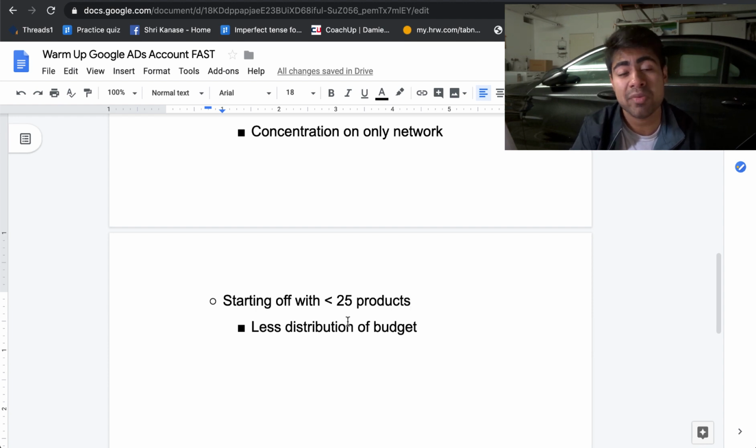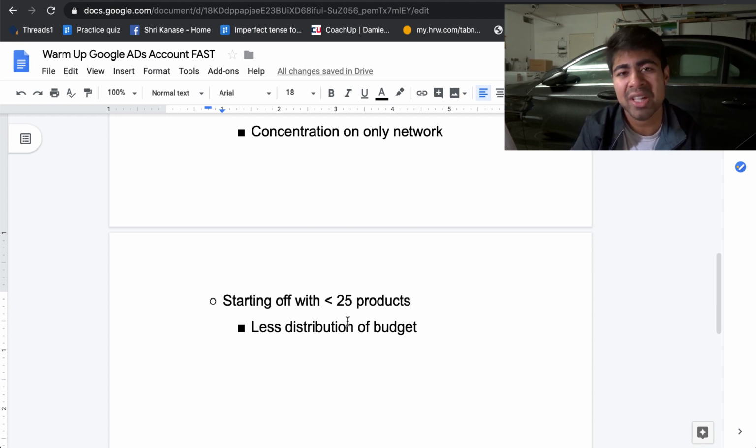But anything above 25 products in the beginning at least, and you have too many products for the Google Shopping campaign to spread the budget equally, and this leads to a lot of confusion with the algorithm. But once the account is fully warmed up, that's when you want to continuously start adding products every single day, because Google Ads is a numbers game.